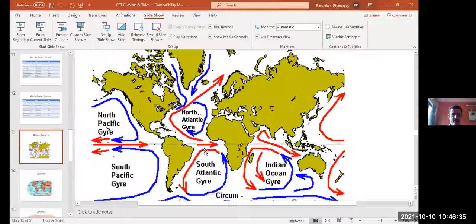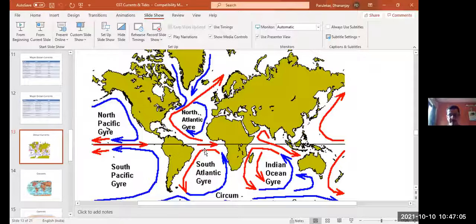Will have a tendency to move clockwise. Full stop. Next line is: and the water mass in the southern hemisphere will have a tendency to move anticlockwise.